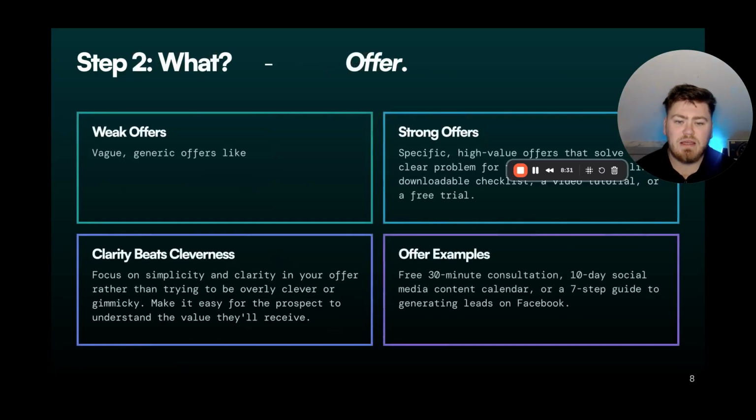Step number 2 being the offer. A weak offer is vague. It is generic. Strong offers have high value points. Clarity, again, beating the cleverness. And then coming down to the examples. Free 30-minute consultation, 10-day social media calendar, 7-step guide.